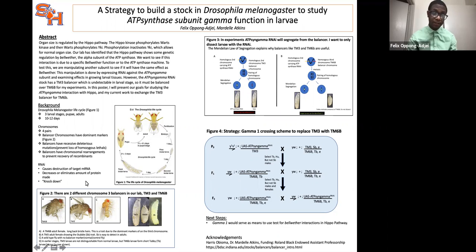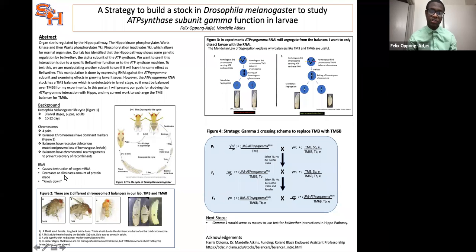The ATP synthase gamma RNAi, like the name suggests, has an RNAi. RNAi in general causes destruction of target mRNA, thereby ceasing the processes or mechanisms that would continue if the mRNA were to reach its destination.